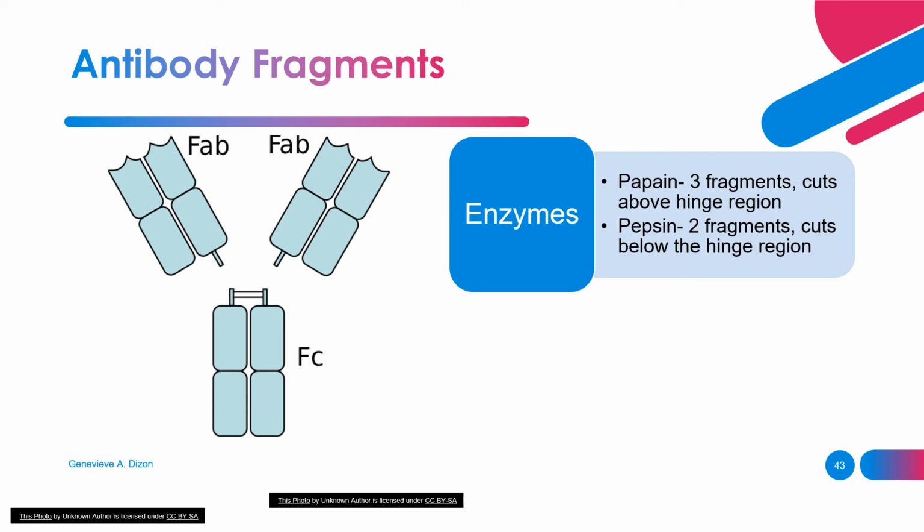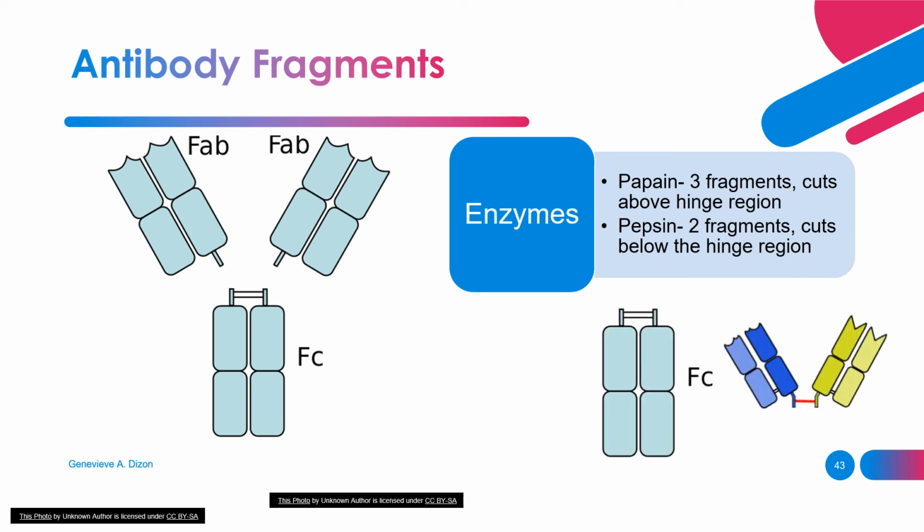Pepsin, when used, can divide the antibody into 2 fragments, which is cut below the hinge region. So we will have 1 Fc fragment and 1 fragment that has the 2 arms linked together.